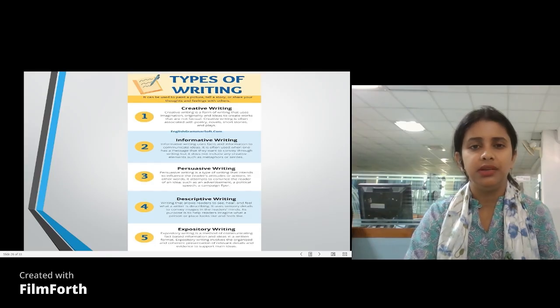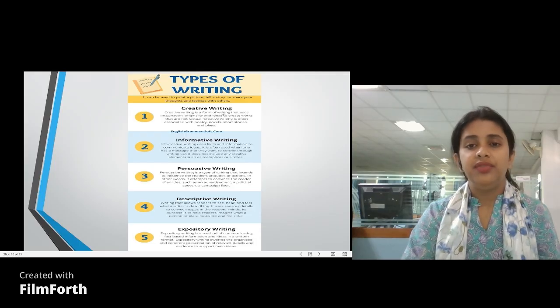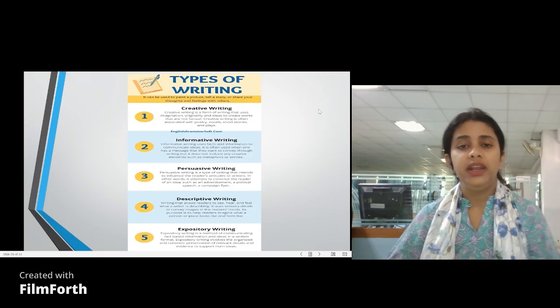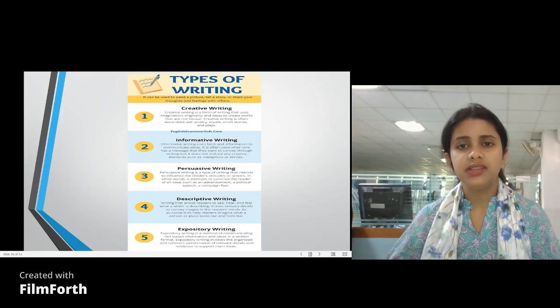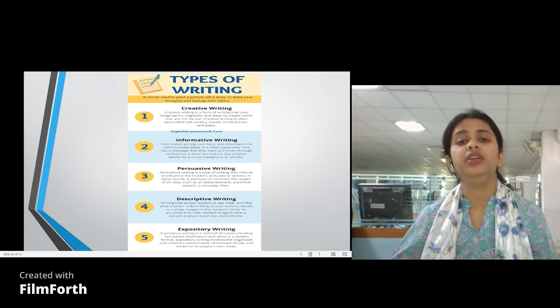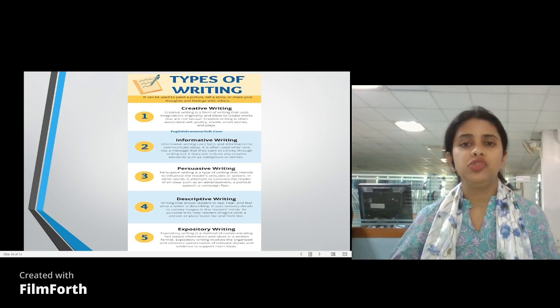This has given you the different types of writing that we have. See, the first writing is creative writing, as you can see here. Creative writing: the word itself suggests that it is writing that uses your creativity and your imagination. It can be fictional, created, imagined, your fancy.